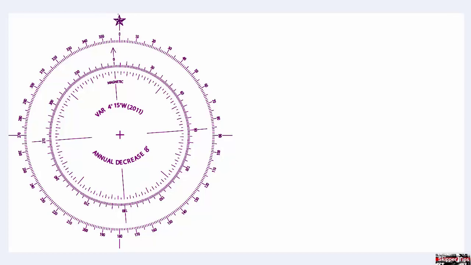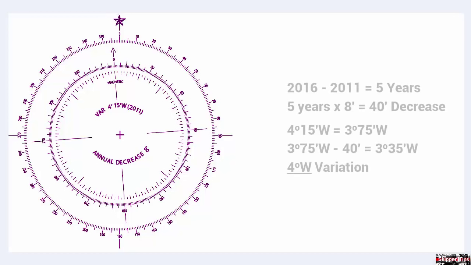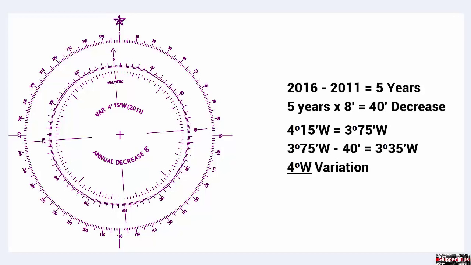Below the crosshairs, we see that the variation has an annual decrease of 8 minutes. Find the difference between the present year and the year of survey. This gives 5 years. We multiply 5 years times 8 minutes for a total decrease of 40 minutes.